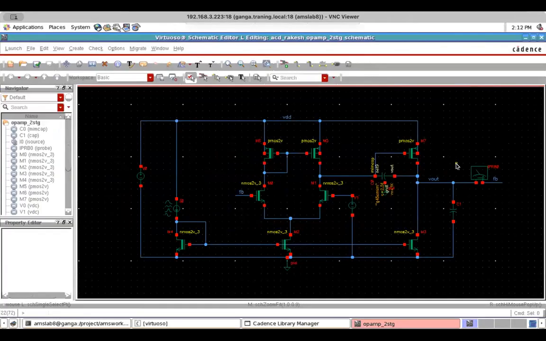Okay. So this is the circuit that I had built earlier, and we'll reuse the same thing. Probably just put the sizing in place, and we must be ideally able to see the output.